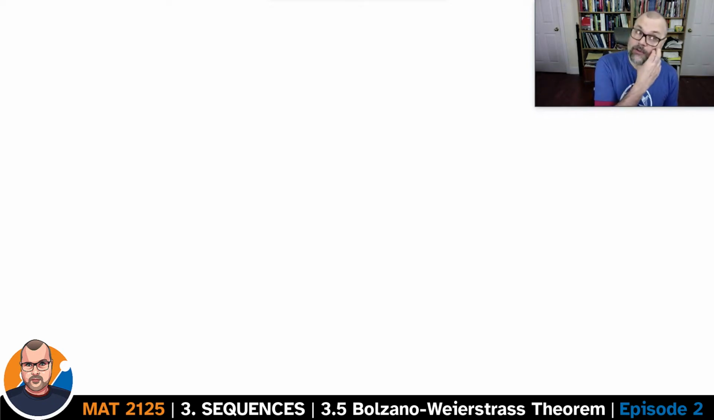The next result, the centerpiece of this section, is both surprising and important, the Bolzano-Weierstrass Theorem. It's also a result that highlights how you use a lot of the intermediate results that we've proven up to now. So the proof is quite instructive from an analytical perspective.